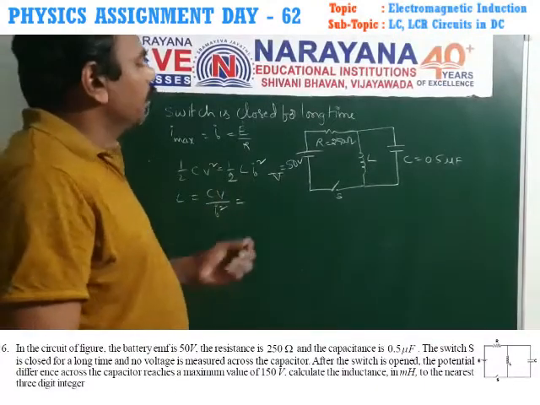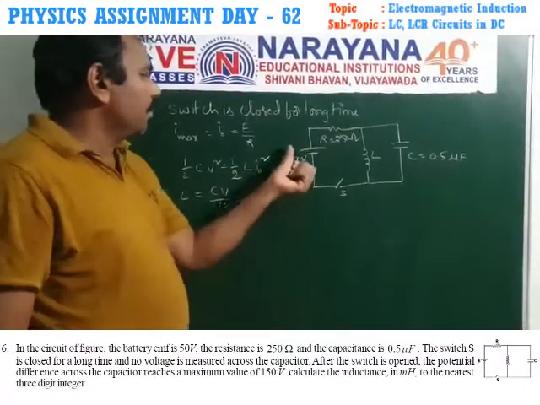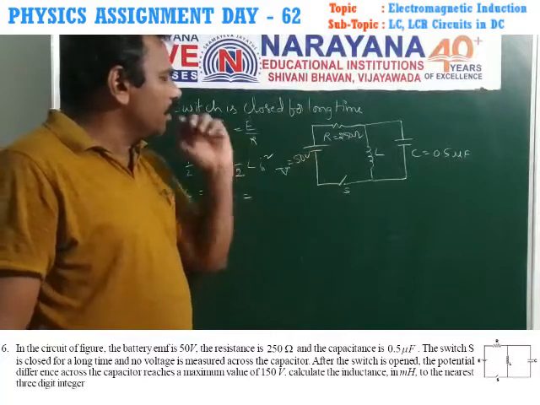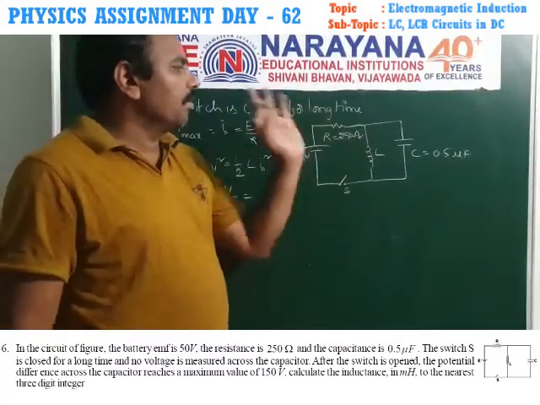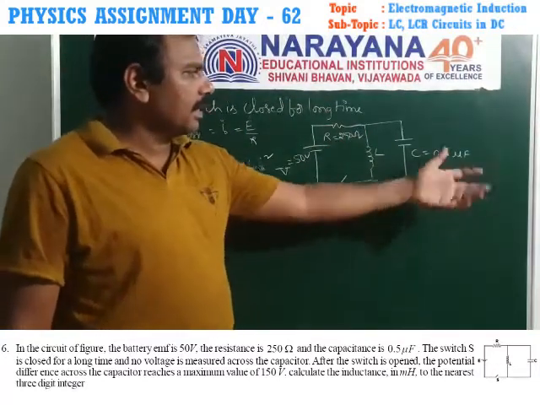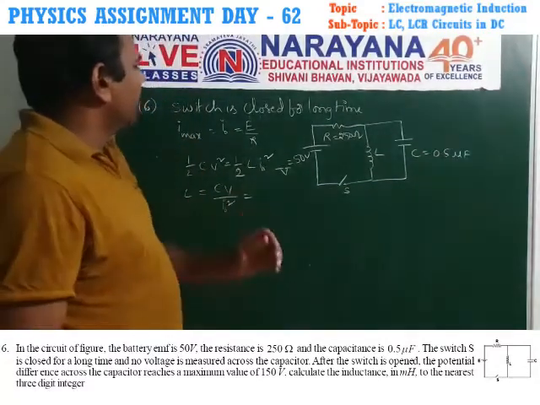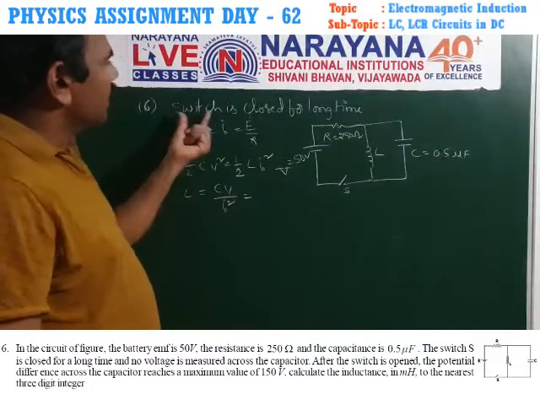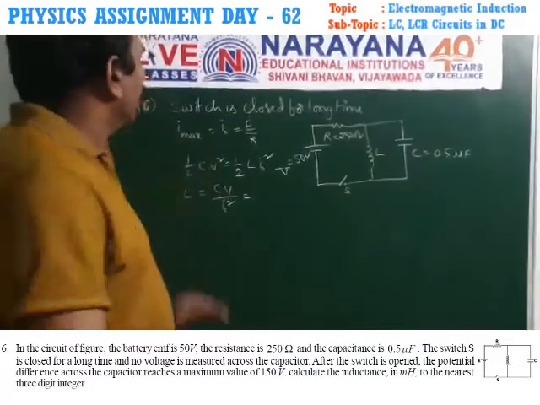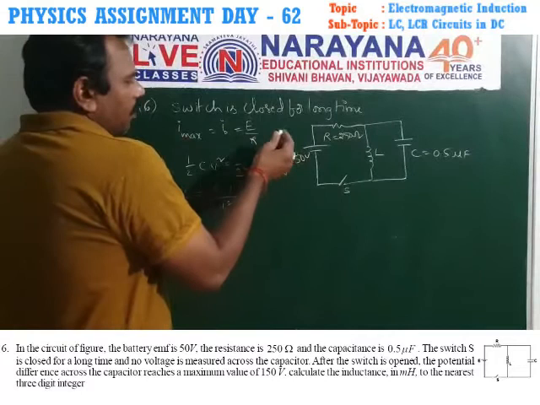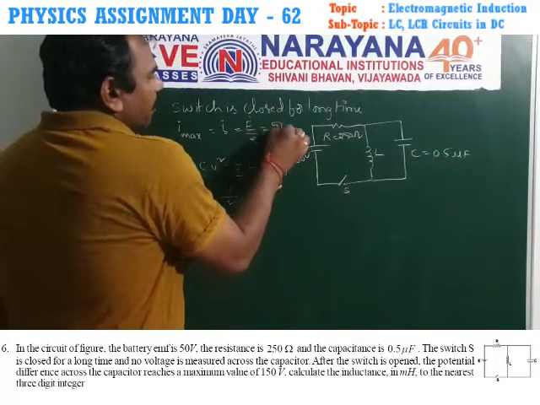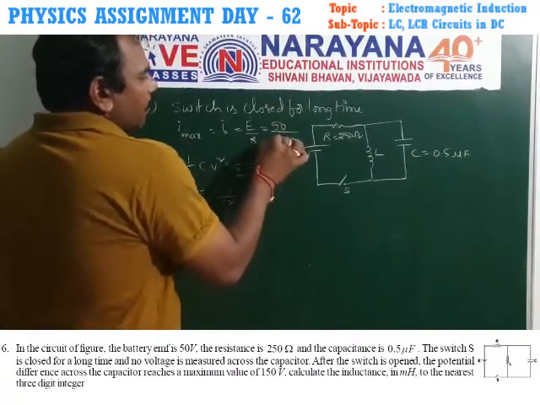This is the next one. A voltage of 150 volts, resistance R equal to 50 ohms, an inductor L is there, and a capacitor of 0.5 microfarad. Now we know the switch is closed for a long time, so we get the maximum current. I0 is equal to E by R, that means 50 by R value, which is 250.